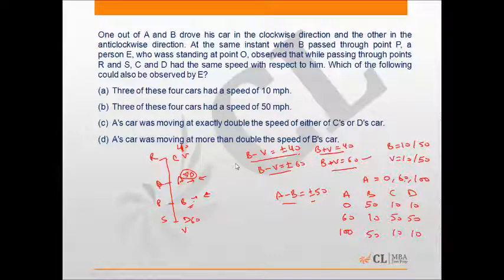So let's check which of the following options can be true. Three of the 4 cars have speed of 10 miles per hour, which is wrong. Three have 50, which is again wrong. A's car was exactly double of C or D's car, which is again not possible here. C's car was moving at more than double of B's car, so this is possible in the second case. 6 times speed, so D is the possible answer.